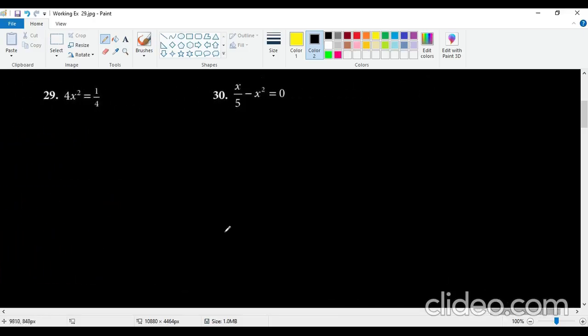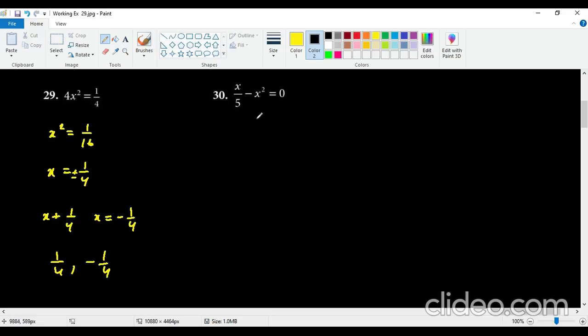When it comes to question number 29, I can rewrite this as x square equals 1 over 16. 4 times 4 is 16. So the root of x square is x, and I will rewrite this as 1 over 4 plus minus. So x plus 1 over 4 and x minus 1 over 4. These are the two values I have got for this question. x equals minus 1 over 4. So 1 over 4 and negative 1 over 4 are the two values for question number 29.